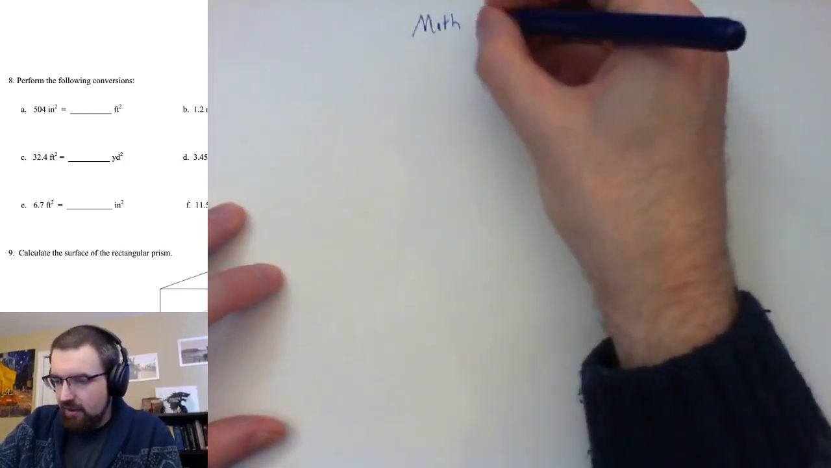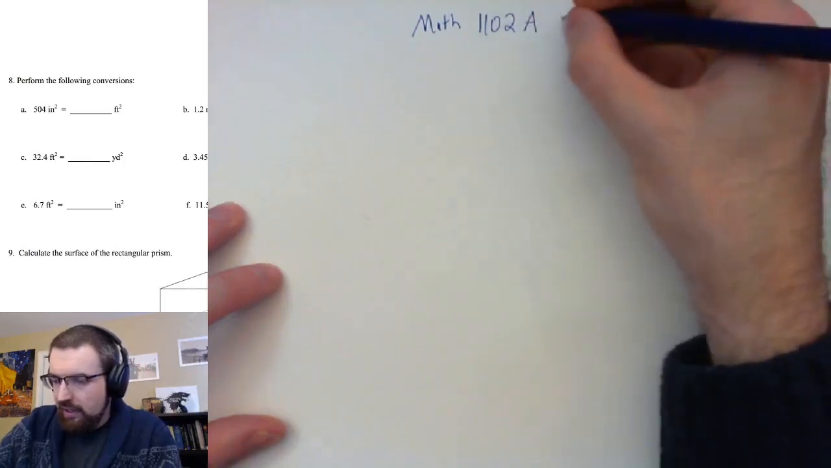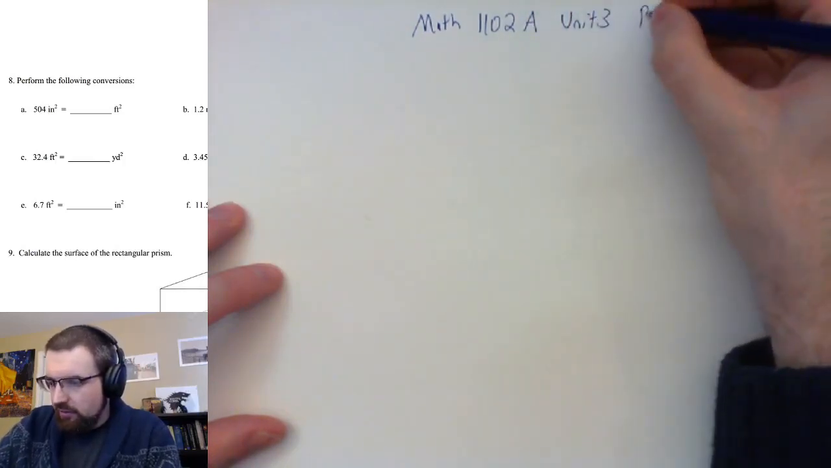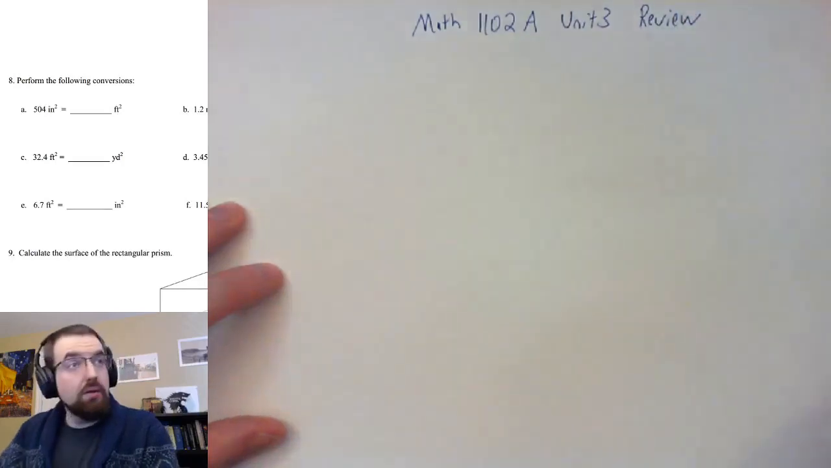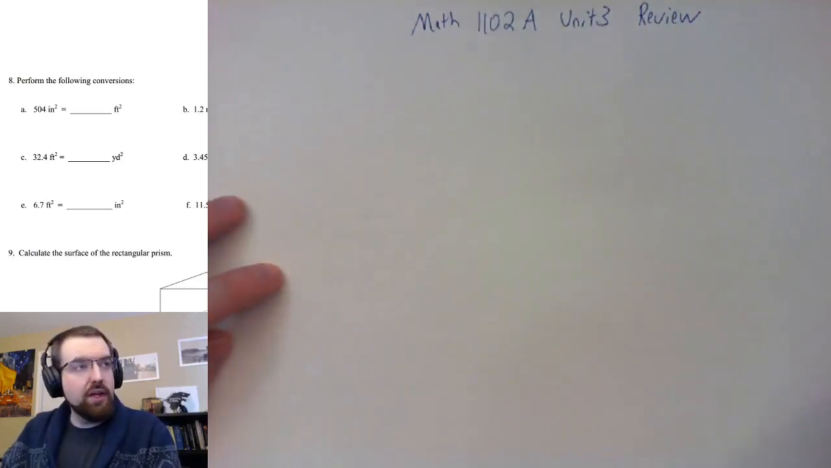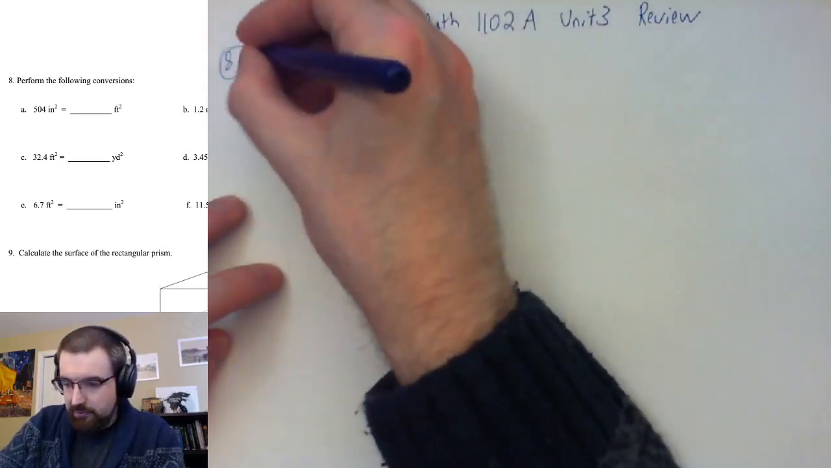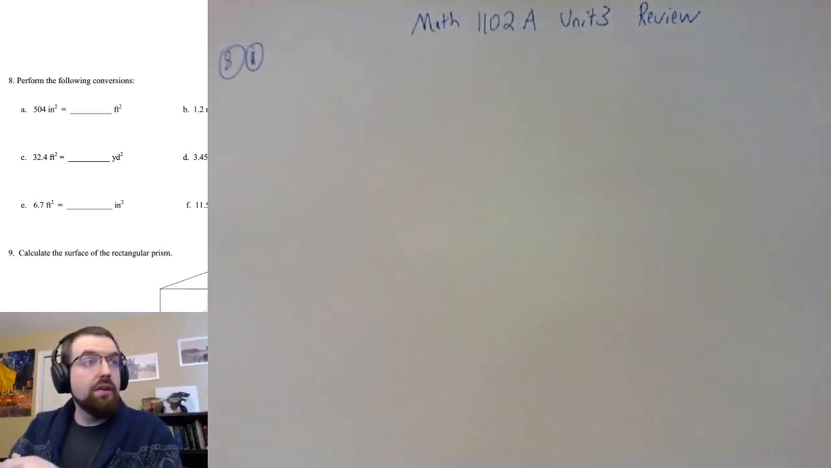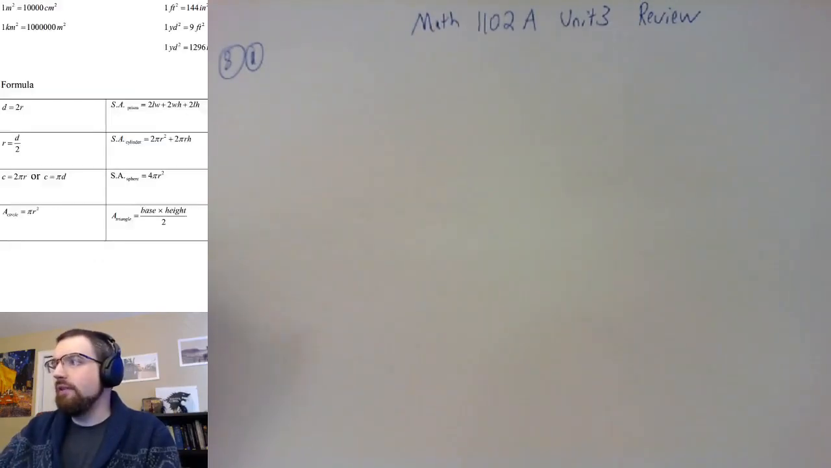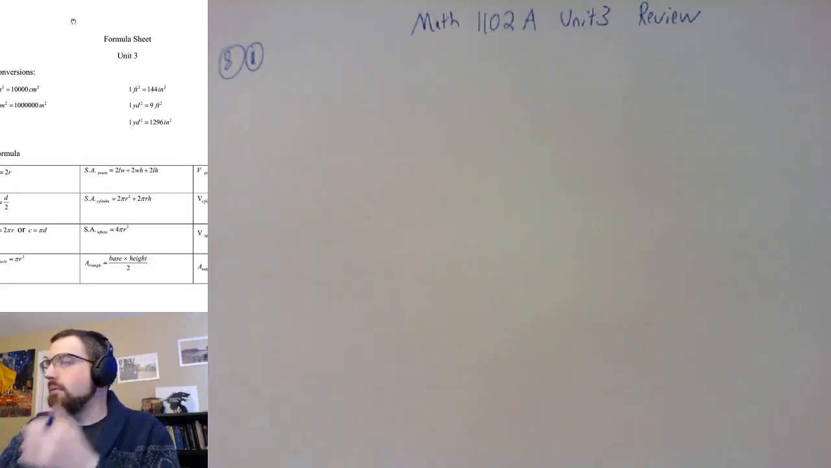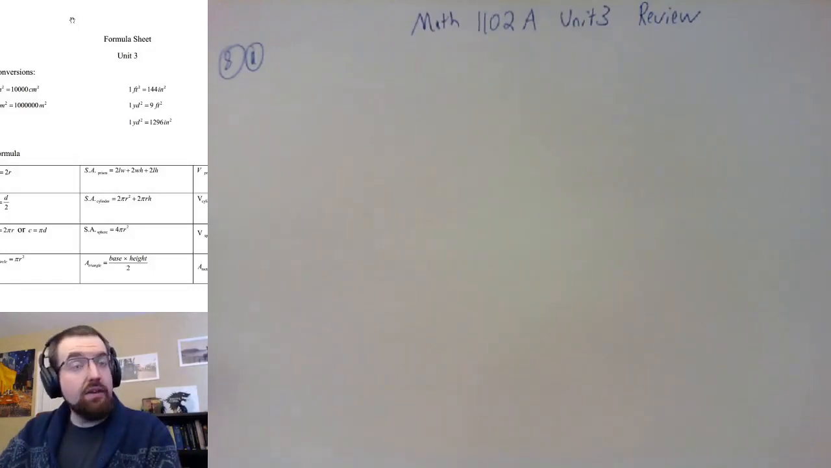So this is Math 1102A Unit 3 Review. Perform the following conversions. So 504 inches squared equals some number of feet squared. Now let's look back over to the formula sheet that you're given for this unit. And let's see here what we can use. Well, here, they actually tell us what conversion factor to use for feet squared to inches squared. That's right here. 1 foot squared is 144 inches squared.